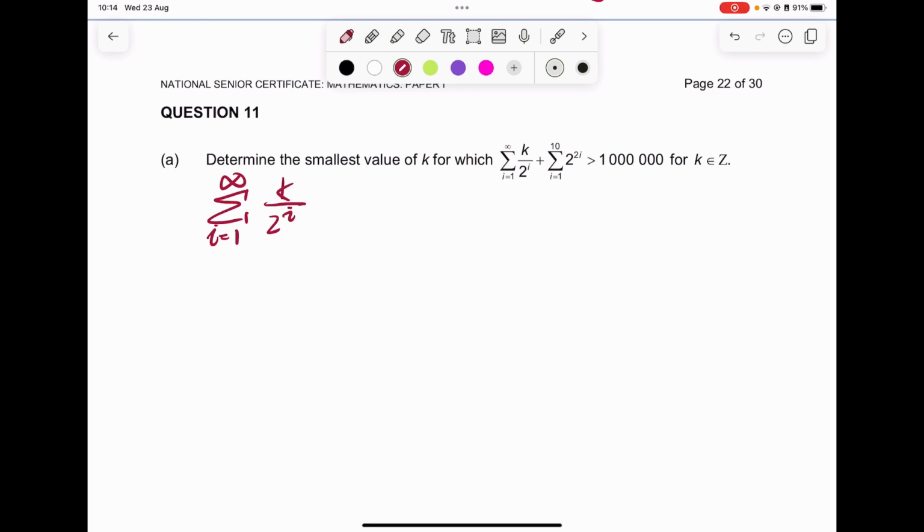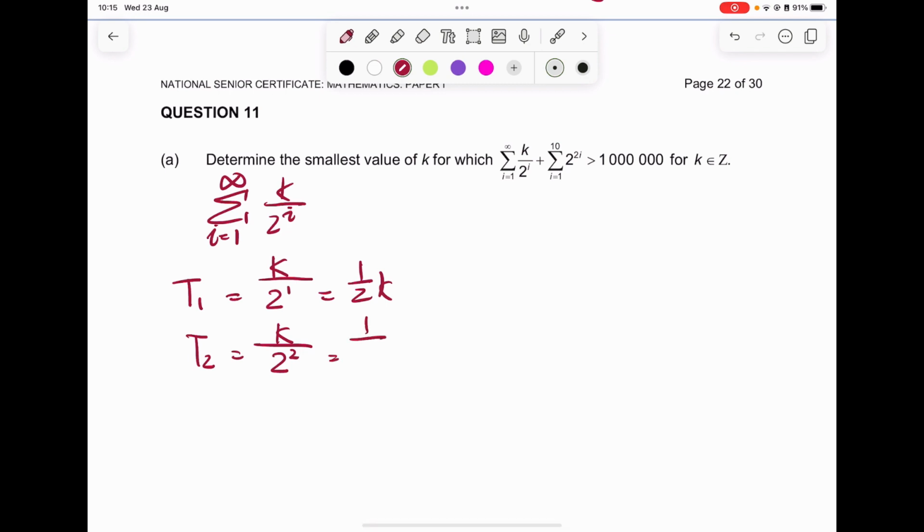Okay, so in order to do that, try and find the different terms. So let's look at T1. T1 is k over 2 to the power 1, so that's just a half k. T2 is k over 2 squared, and this is 1 over 4 k.